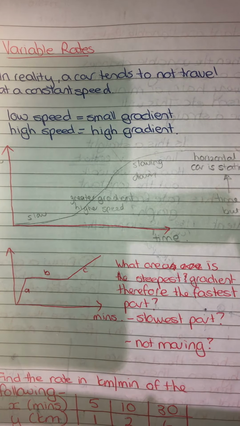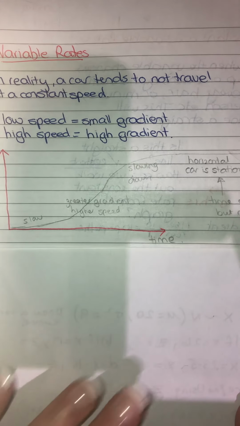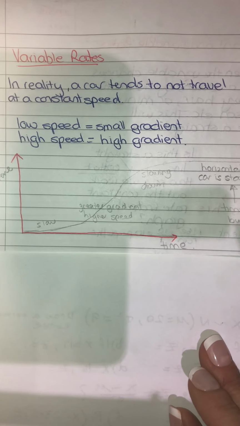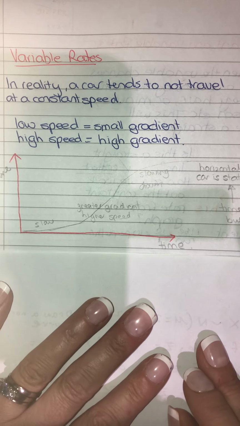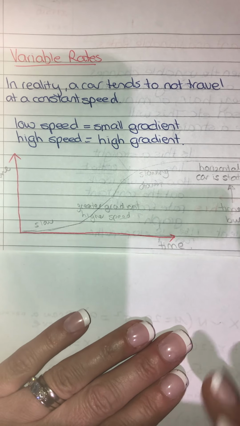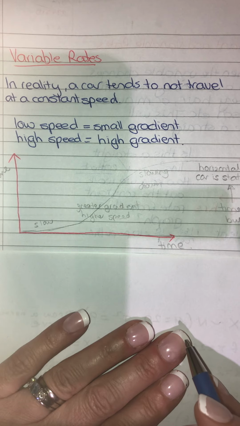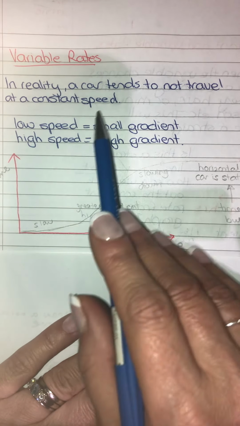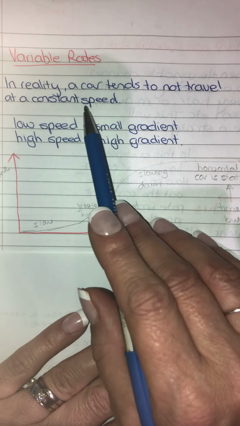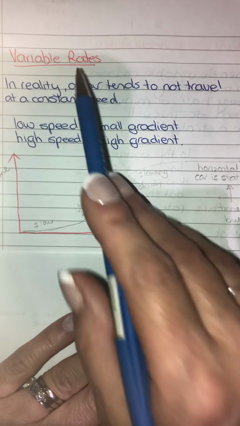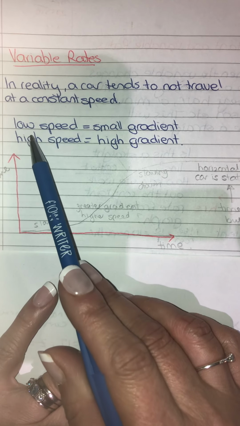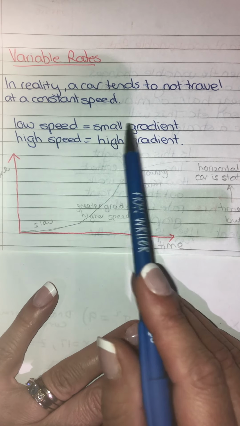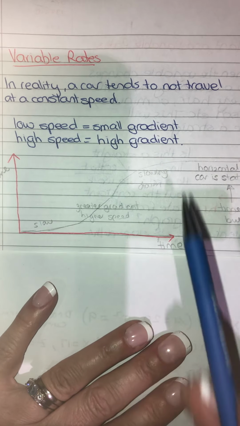So in reality, this is variable rates. We've done constant. We also need to do variable. Variable means in real life, you don't go exactly all that way. You might on a freeway stick to the same speed, but then you'll find that you stop at traffic lights and all that sort of stuff. So in real life when we go in a car, it tends to not be at constant speed. It's at a variable speed. Okay, and the same happens for what we did before. So low speed is a small gradient, high speed is a high gradient.